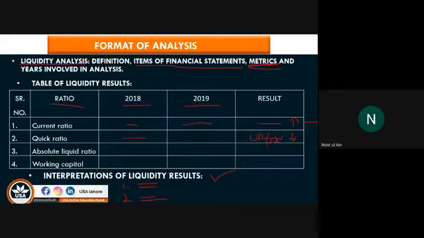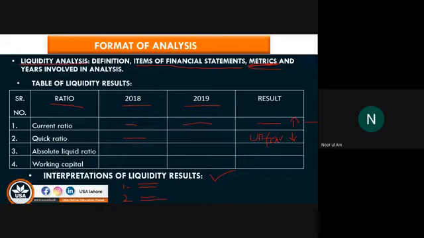You need to provide these three sections in each category. First thing is to provide the detail of your analysis: the definition, the items that you are going to use in that analysis, items of financial statement, whether it be a balance sheet or income statement item. You have to write down the item names. Then you will provide the matrix or formulas that you are going to use for that category. And the last thing is you need to provide the years which are involved in your analysis.